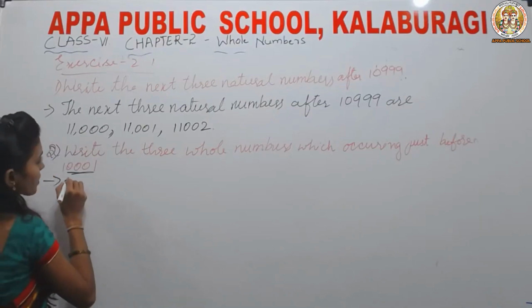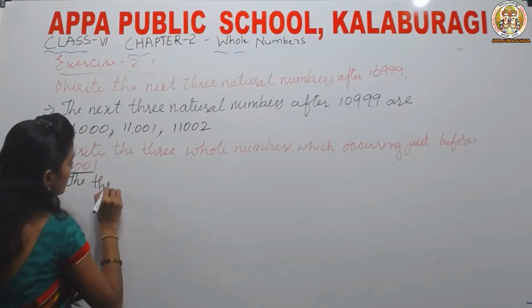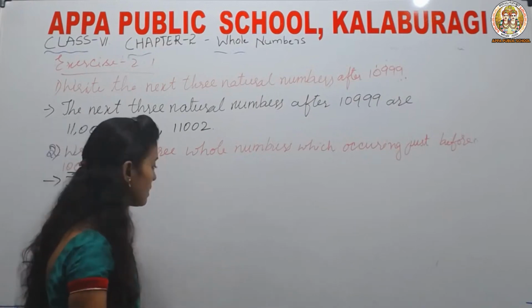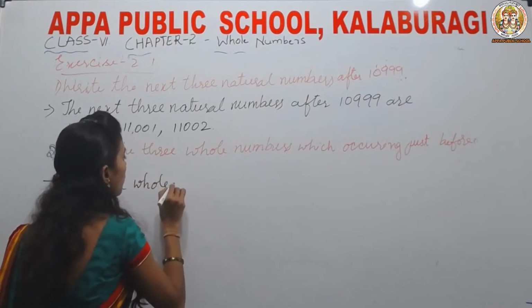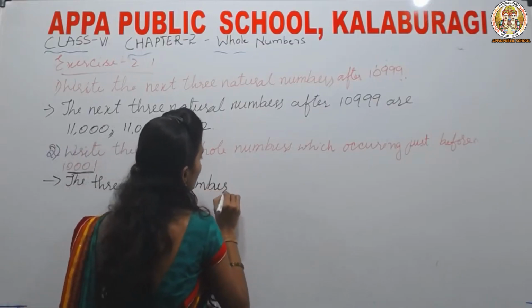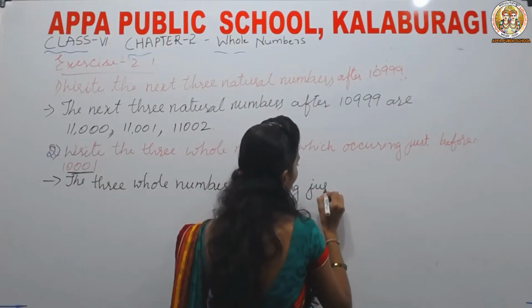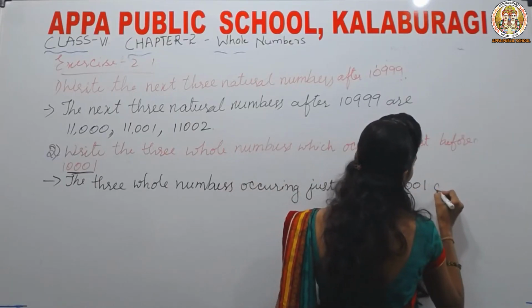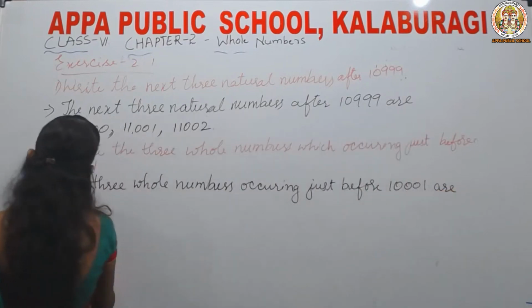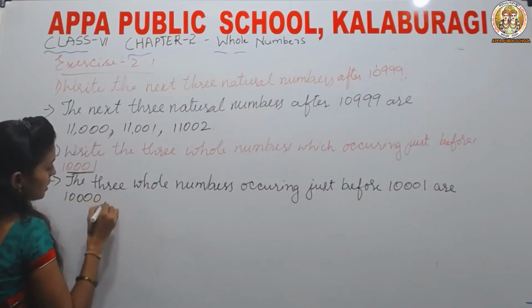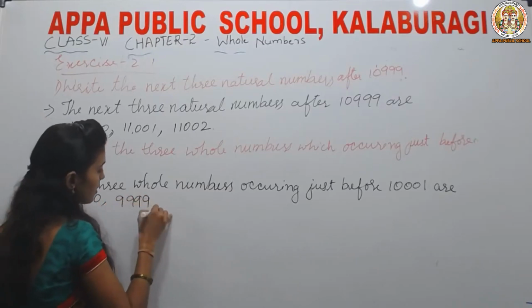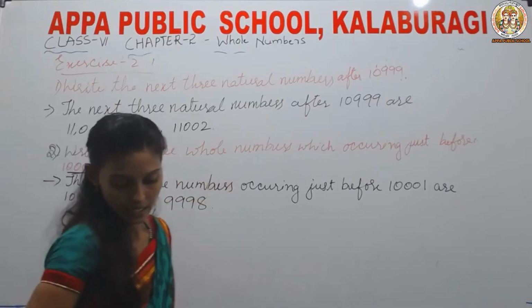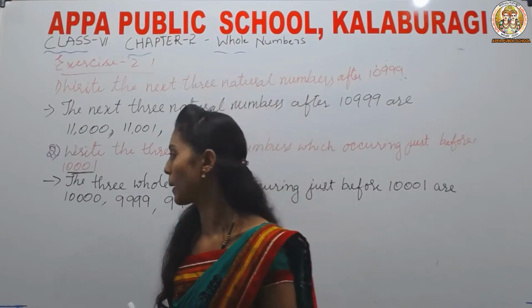So the answer is: the three whole numbers just before 10,001 are 10,000, 9,999, 9,998.